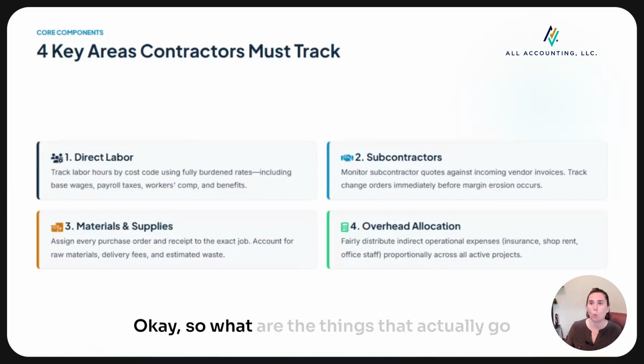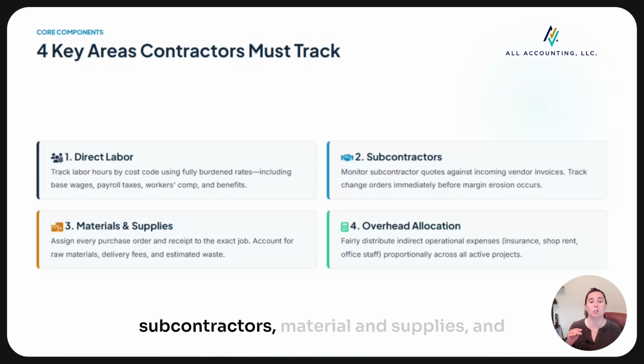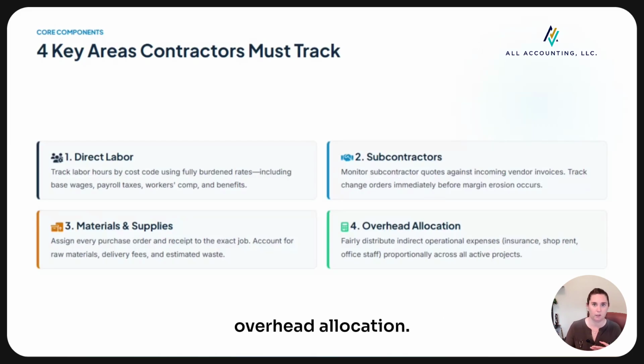Okay, so what are the things that actually go into job costing? We like to tell the big four in these scenarios. At a high level, we have direct labor, subcontractors, material and supplies, and overhead allocation. So let's talk about what those actually are.